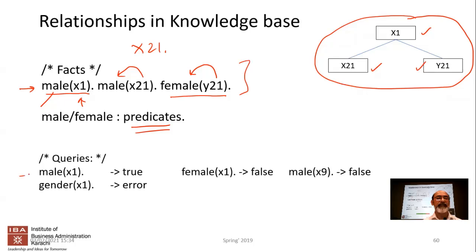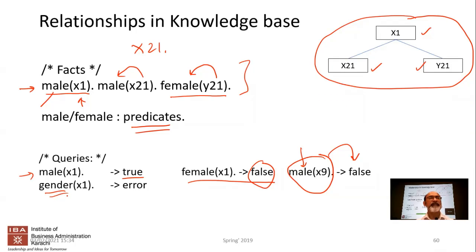And if you did a query, for example, if you said male X1 period, it would return a true. If you did female X1, it would return a false, even though we haven't defined female X1 anywhere. If you said male X9, it would return a false, because this predicate has been defined. But if I haven't defined this predicate, and I said gender X1, it would actually return an error. Why? Because the predicate has not been defined. This is how Prolog works, and there are different versions of this as well.